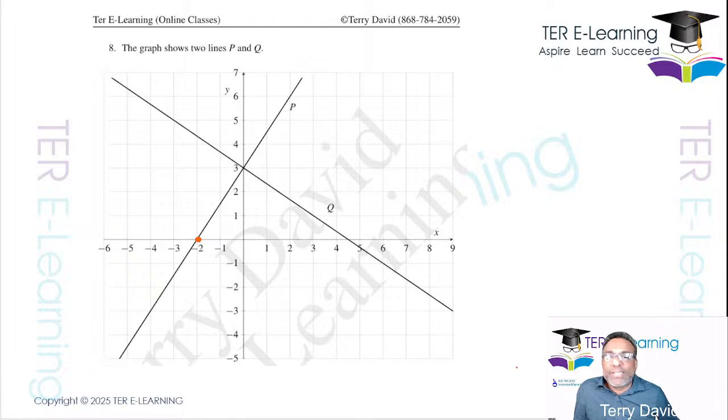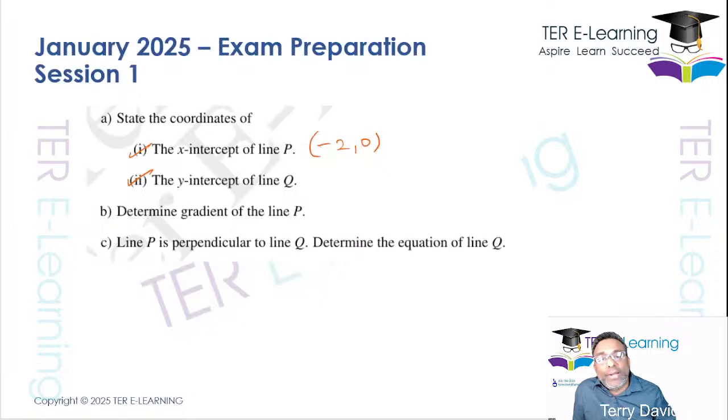People are saying 0, 3. This is line Q here, and it's cutting the y-axis at this point here, which is 0, 3. So the answer for this one is 0, 3. Part B, we want to work out the gradient of the line P.